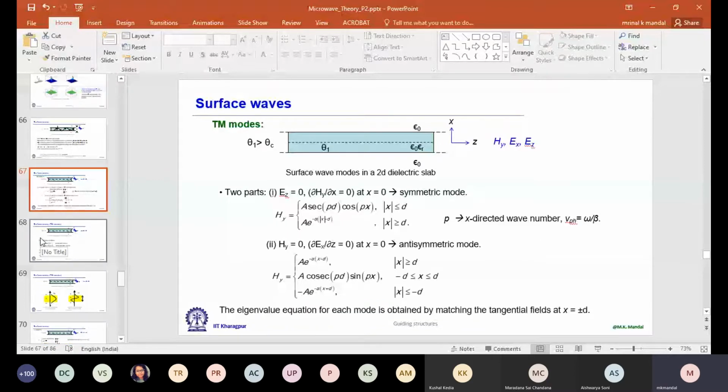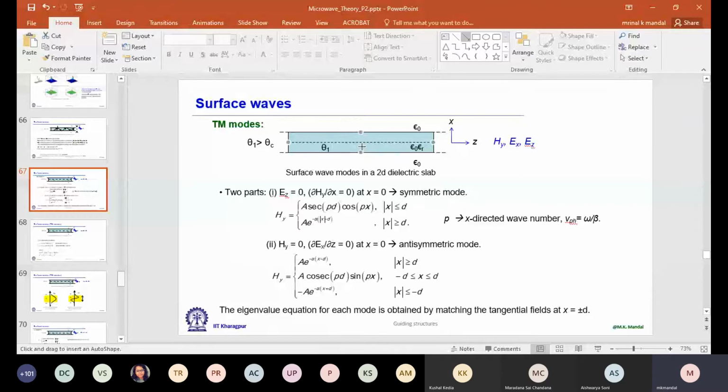We assume here the wave is propagating in the Z direction. So we consider the wave is propagating in the Z direction. Then this substrate lies in the YZ plane according to this notation. And you see, we consider the origin on the central plane, the middle plane.